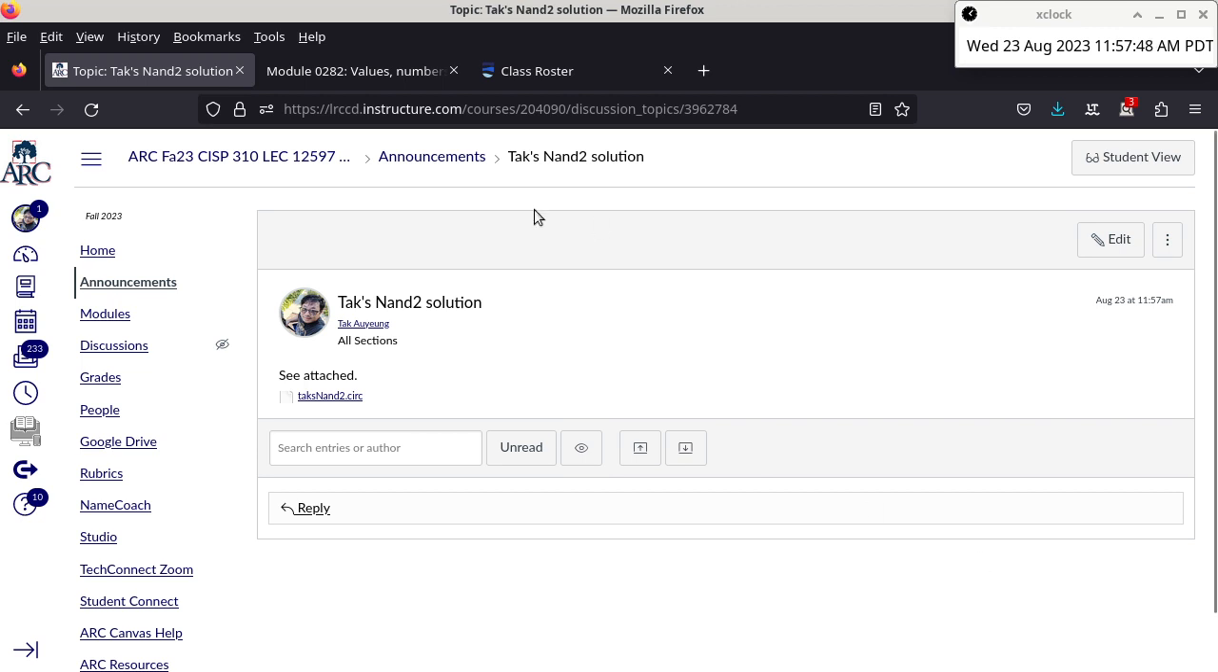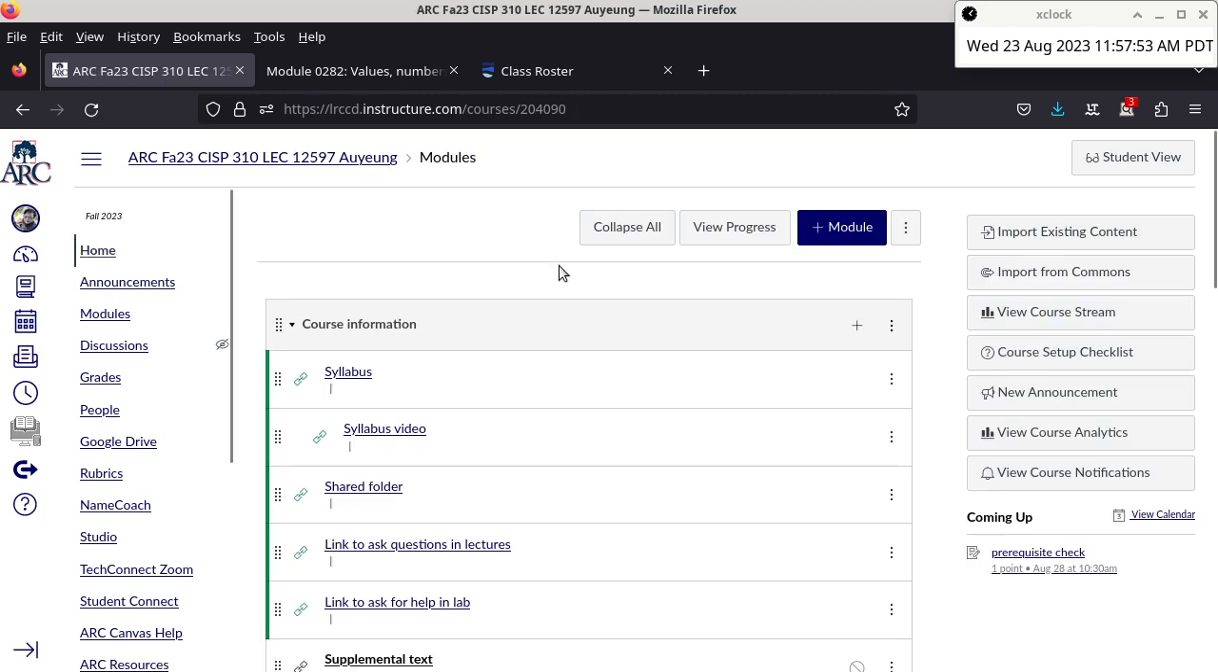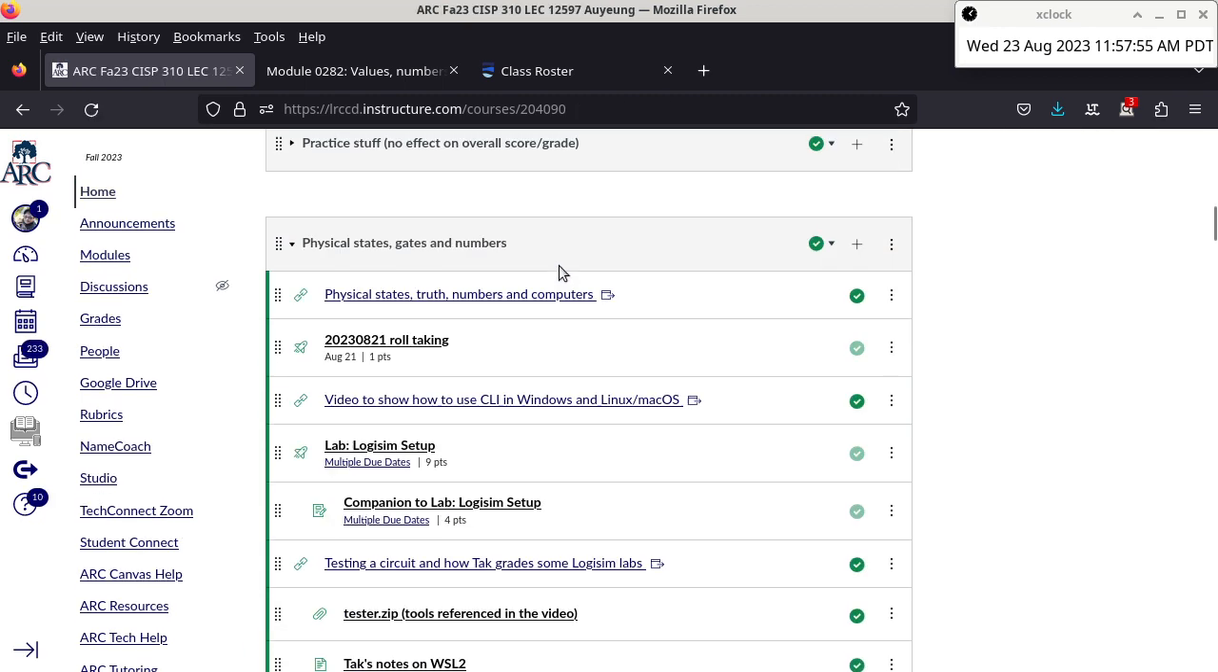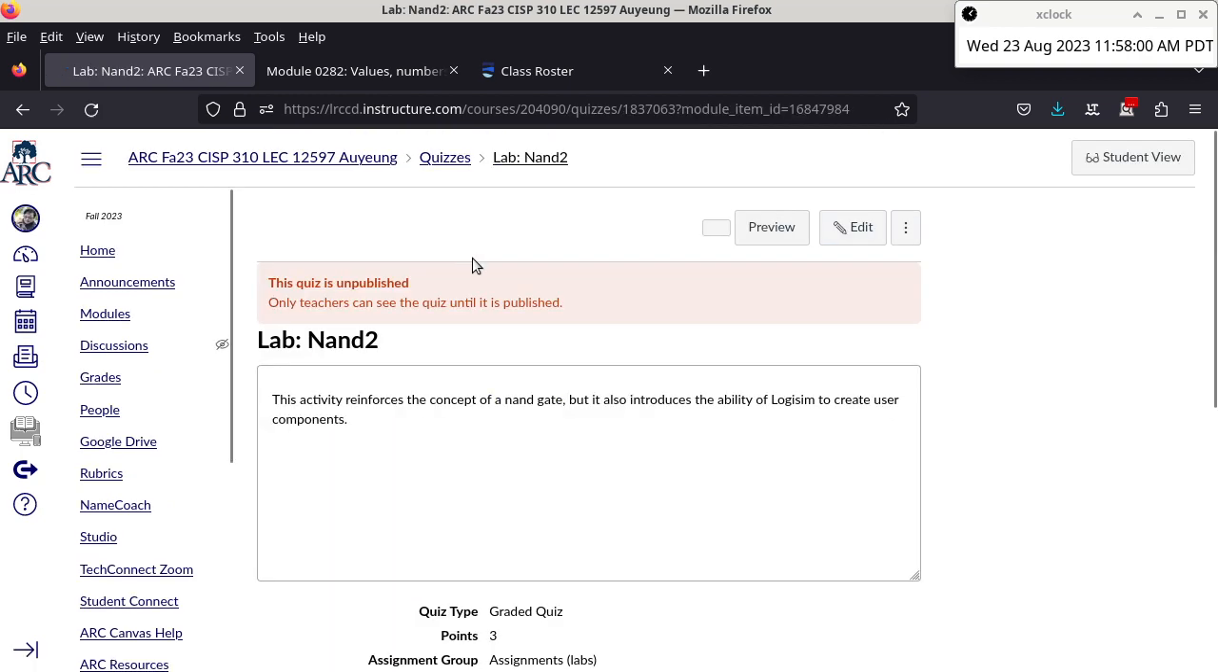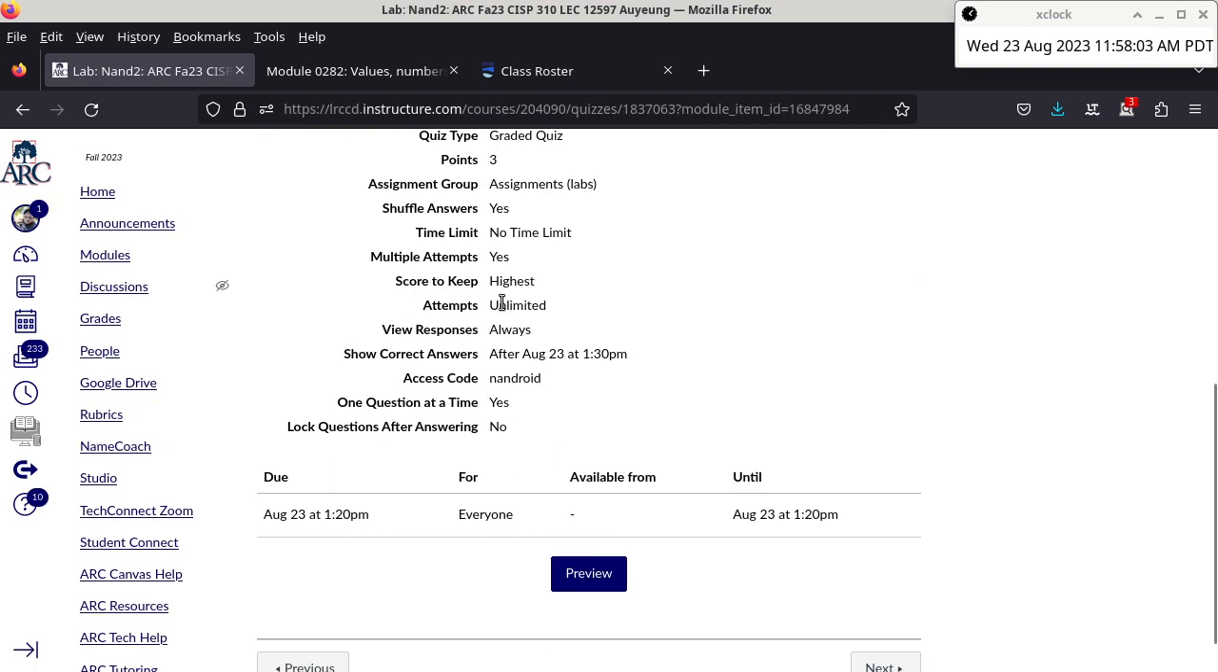So for the lab today, it's a little bit like the lab on Monday in the sense that you also need the access code to it. And besides, it's not visible yet. So I would give you both the access code and make it visible to you. And this time the access code is Nandroid. Yes, it is a play of words, okay? Nandroid. There we go. So this is the access code of today's lab activity.